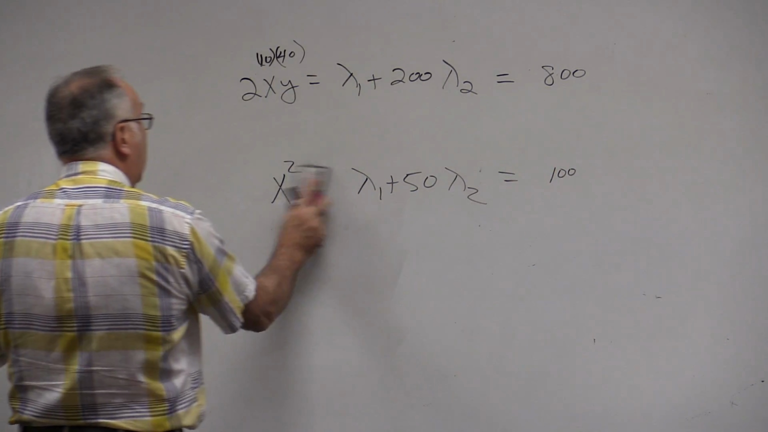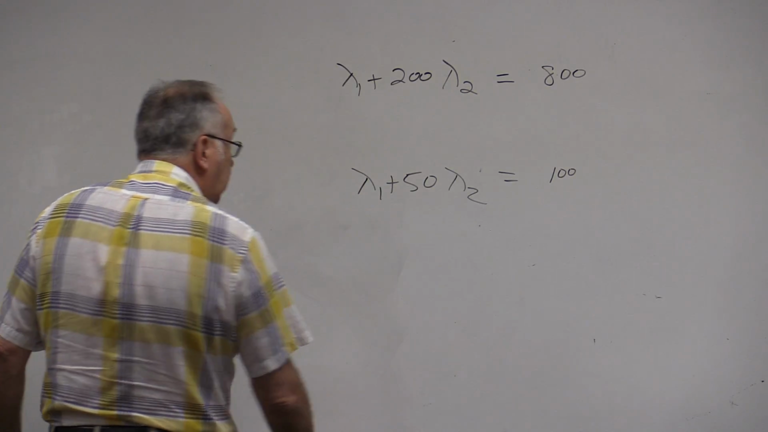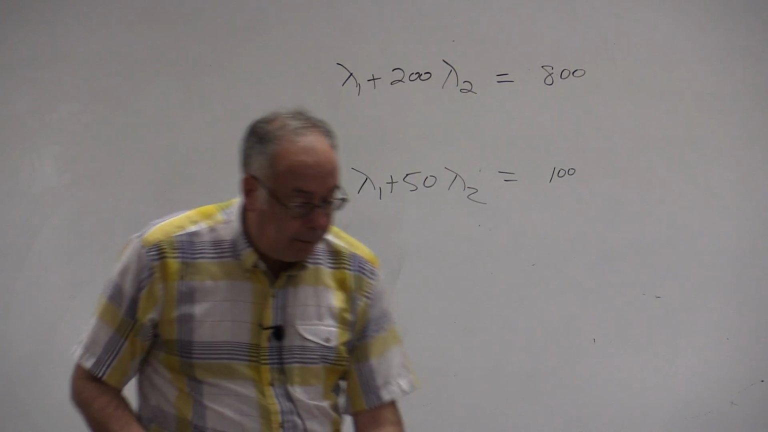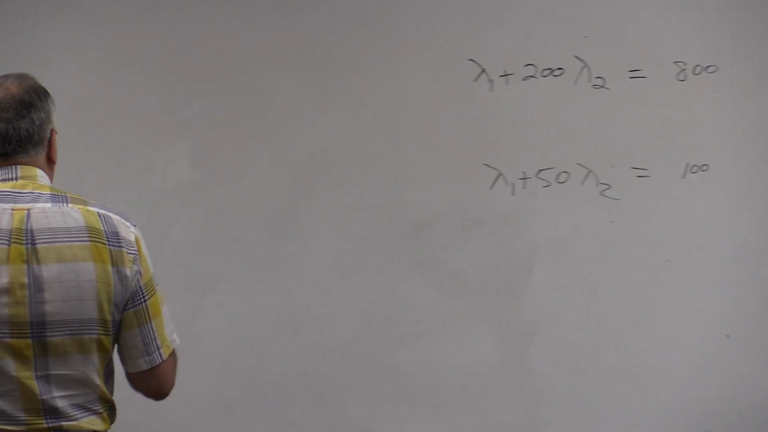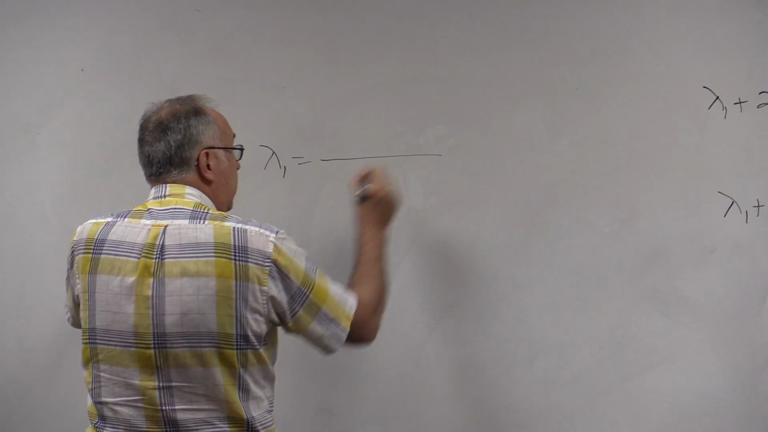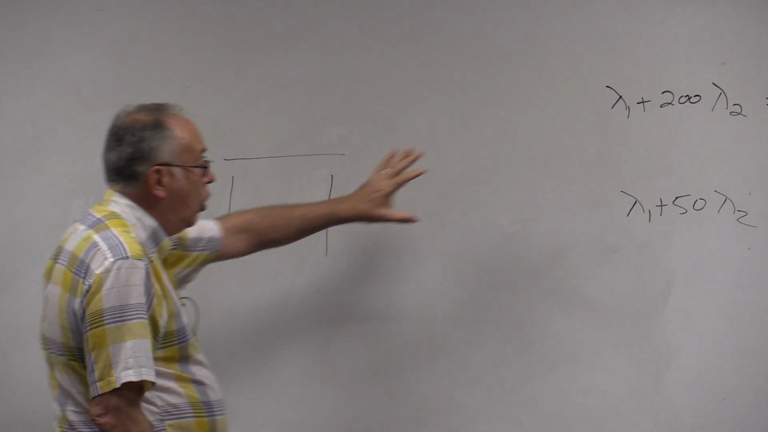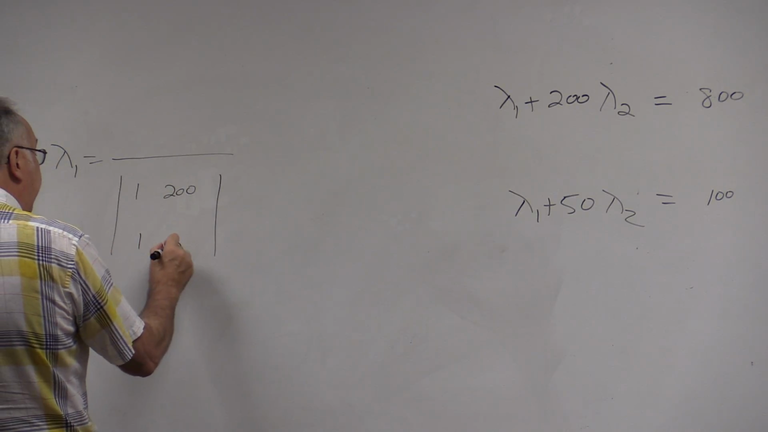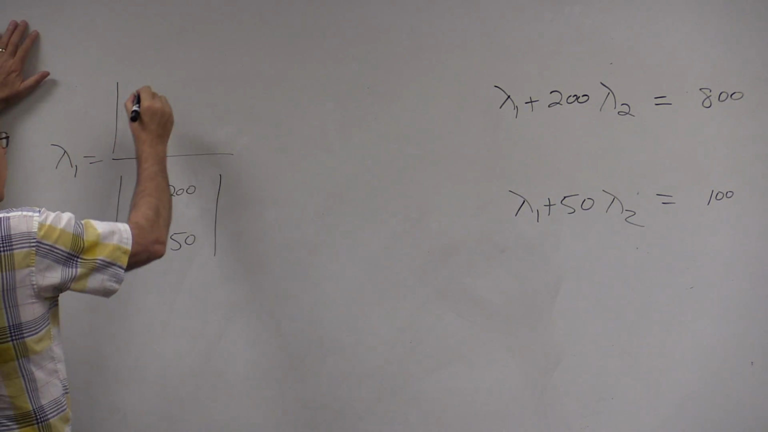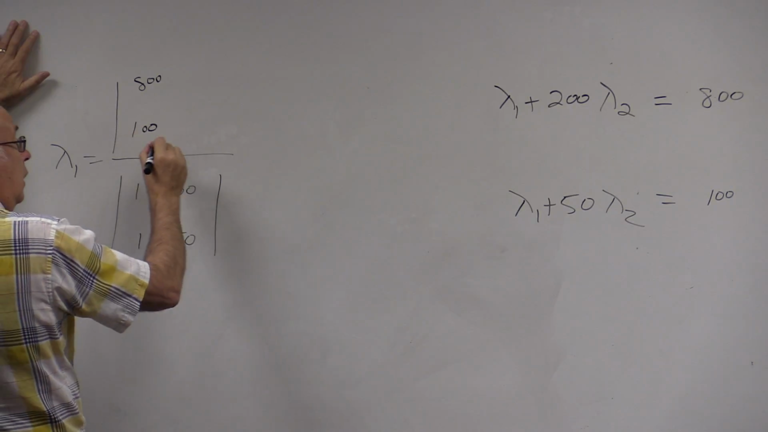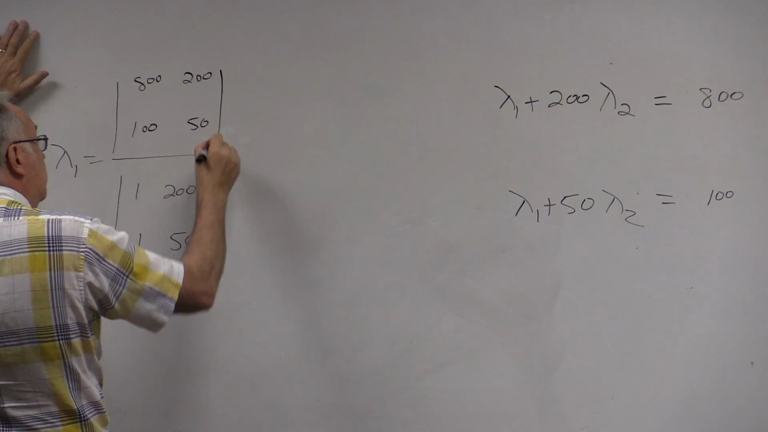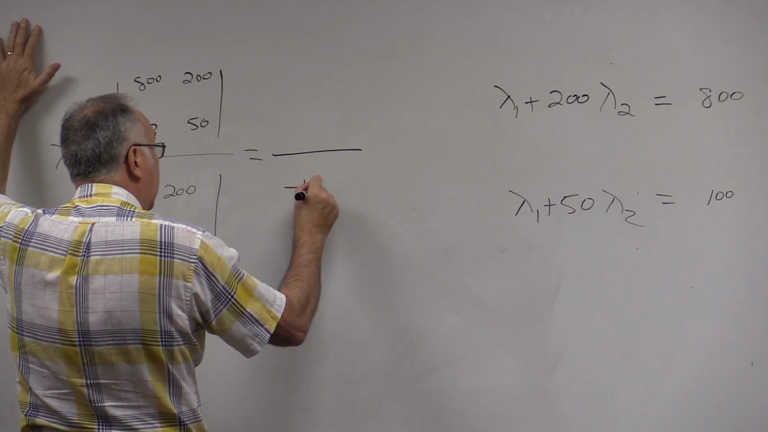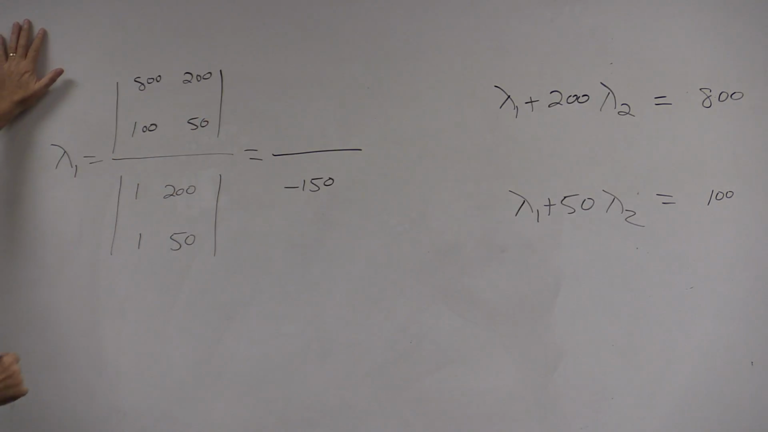Okay. So we have these two equations. Two equations for two unknowns. We can solve them using Cramer's rule. And what is the problem when you solve, let's say for lambda 1, using Cramer's rule? Lambda 1 would be the determinant of the coefficient matrix, which goes in the denominator, would be 1, 200, 1, 50. Up here in the numerator, we would have 800, 200, 100, 50. Now, let's do this, determine it down here. It's 50 minus 200 is minus 150. What do we get here? 50 times 800 is what, 4,000?